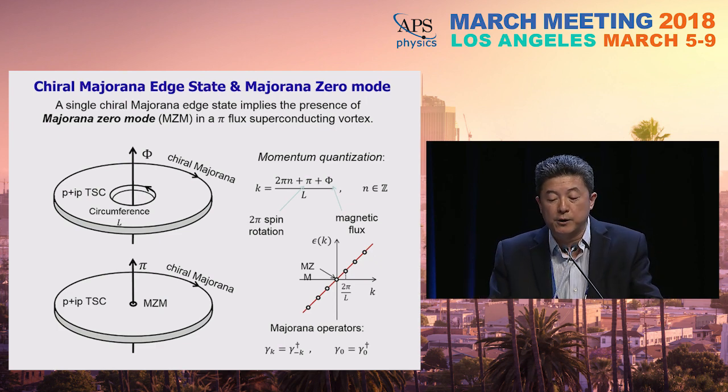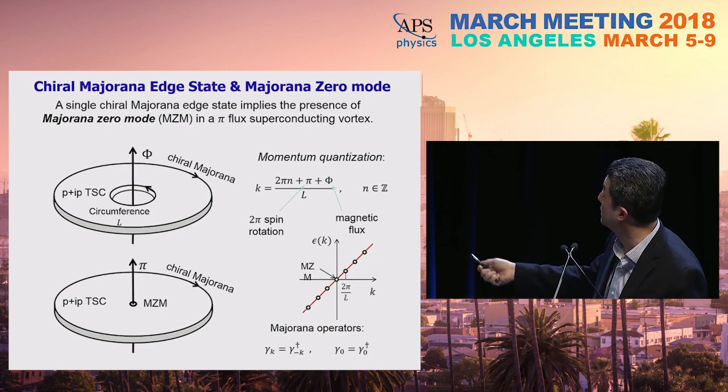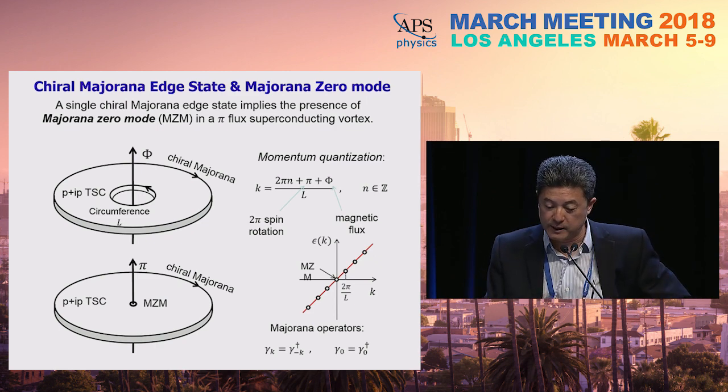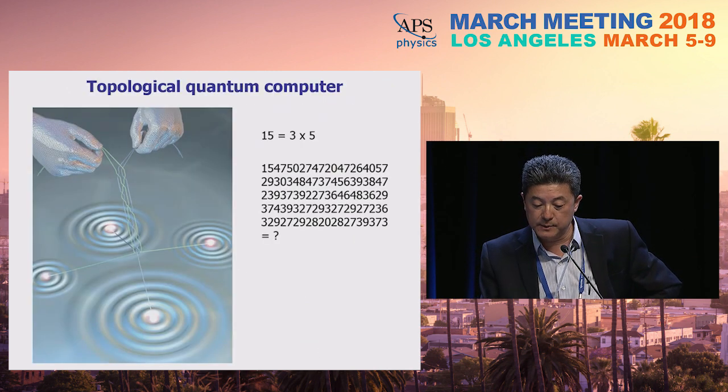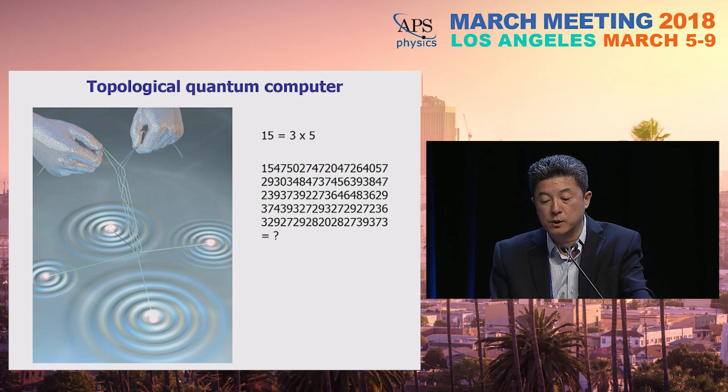So if you have chiral Majorana modes, it necessarily implies a Majorana zero mode. With a propagating chiral Majorana on the boundary as an edge state, when I thread a pi flux through the system, it necessarily implies a Majorana zero mode. Maybe I skip that. But then let me move on to the topic of the topological quantum computer.